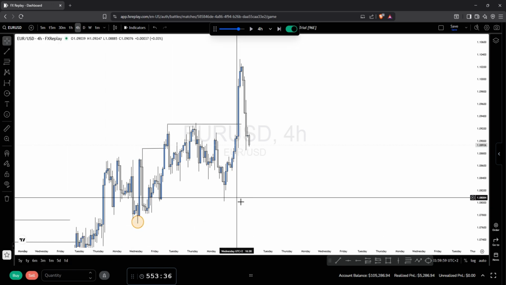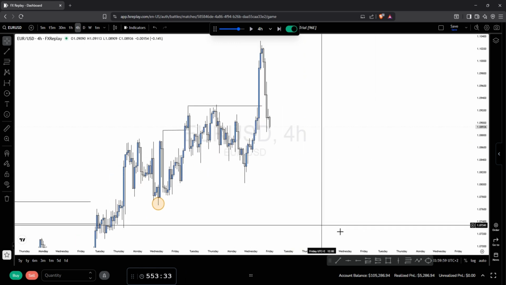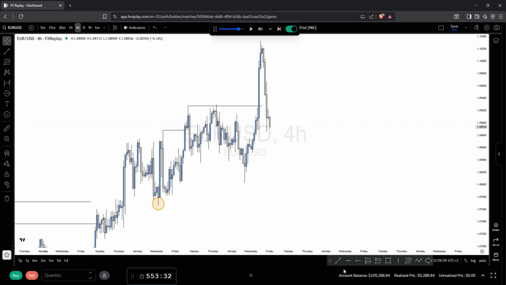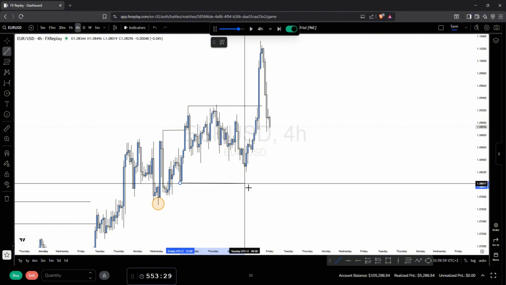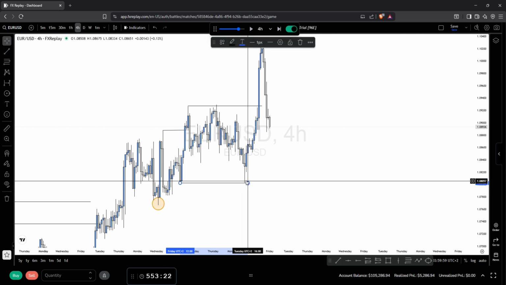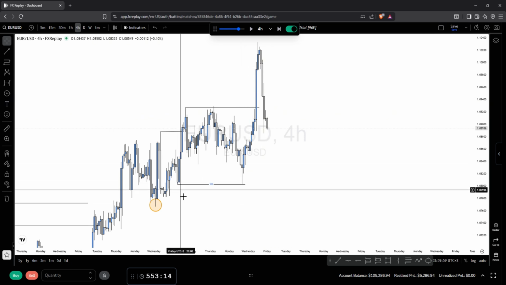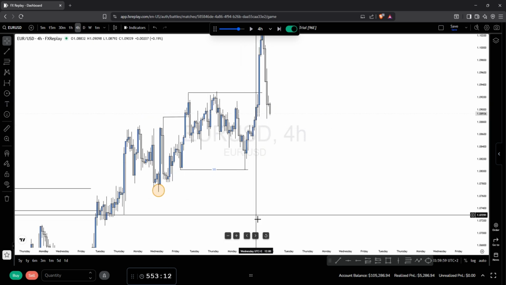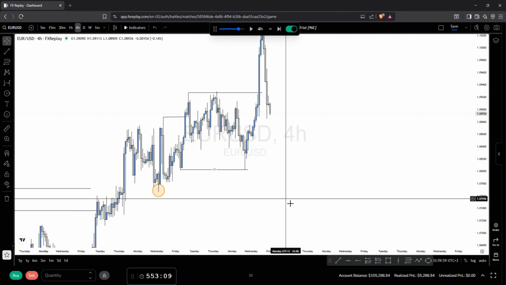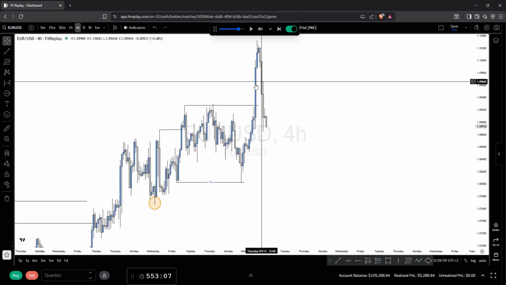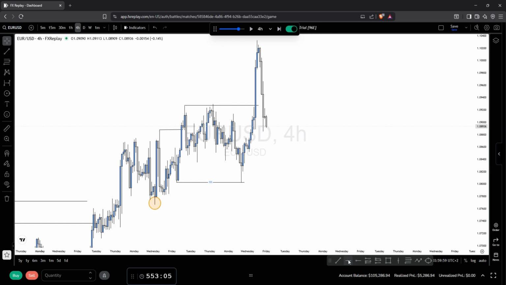I want to put my structure from there, and reason being, number one, this low right here is equal to this low, so there's internal equal low liquidity right there, and price can decide to take it out. And even with this impulsive move to the upside, I want to see price come back to these levels right here. And as I can see, these gaps that are there are just there to call down liquidity.